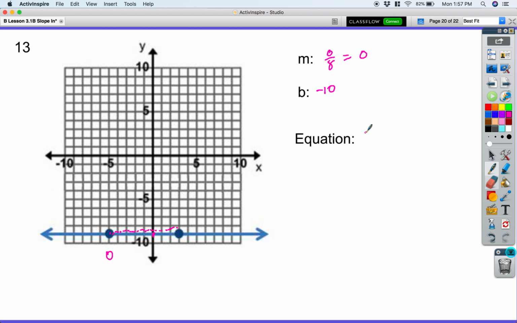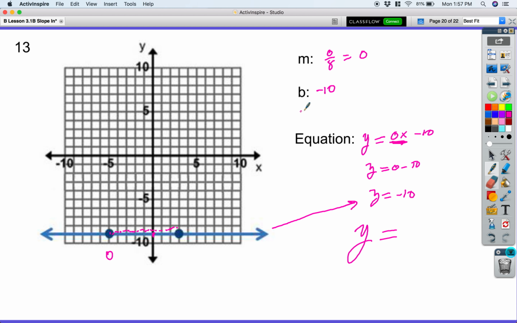So now I need to write my equation. So it would be y equals 0x minus 10. 0 times any number is just 0, and 0 minus 10 is -10. So that's your equation. Whenever you have a horizontal line, it's just y equals whatever the y-intercept is, -10. Then you're done. I want you to notice this is 0, -10, 1, -10, 2, -10, 3, -10. It doesn't matter. It's always just -10.